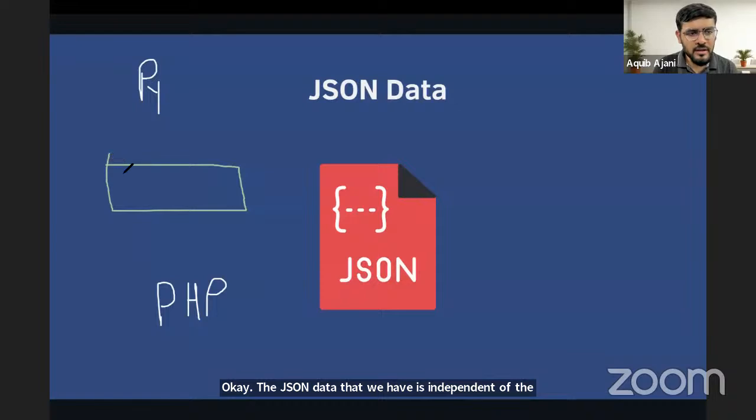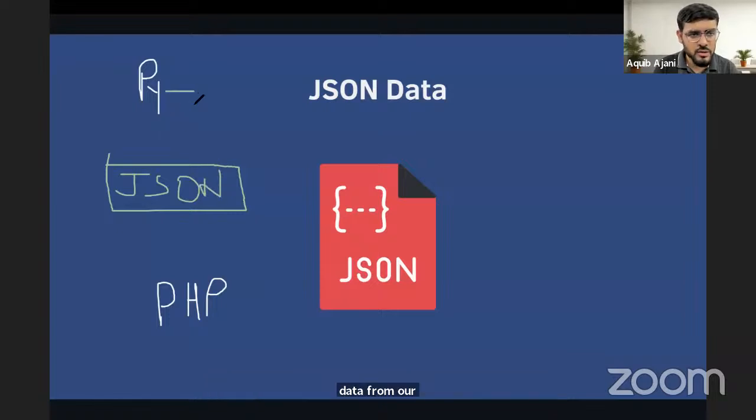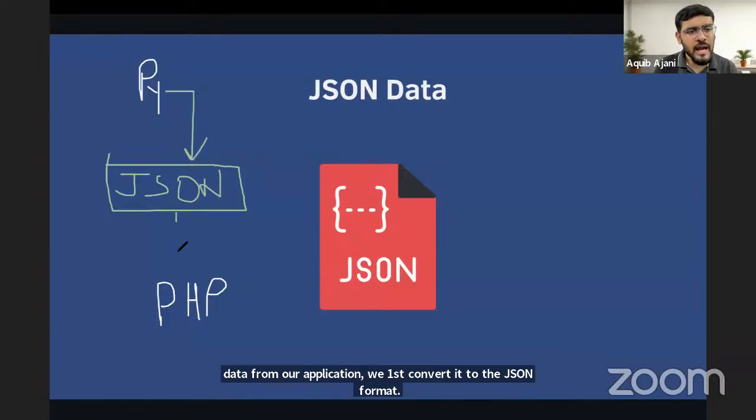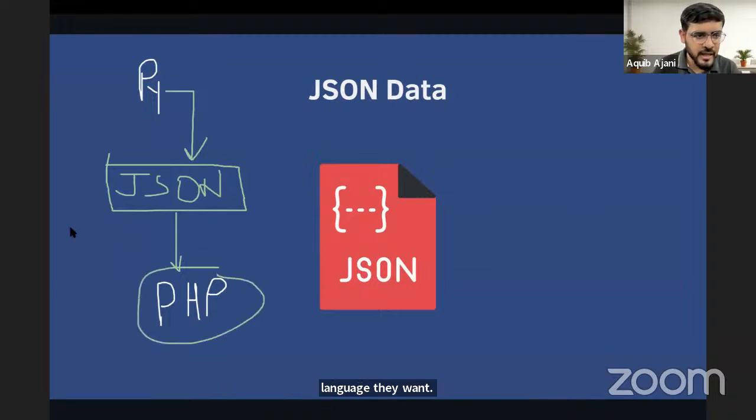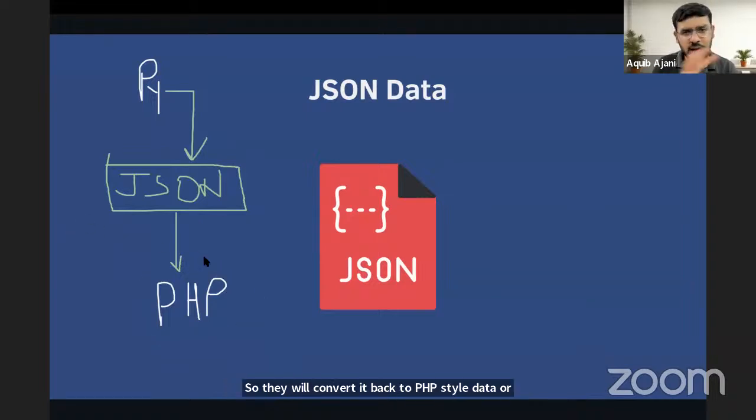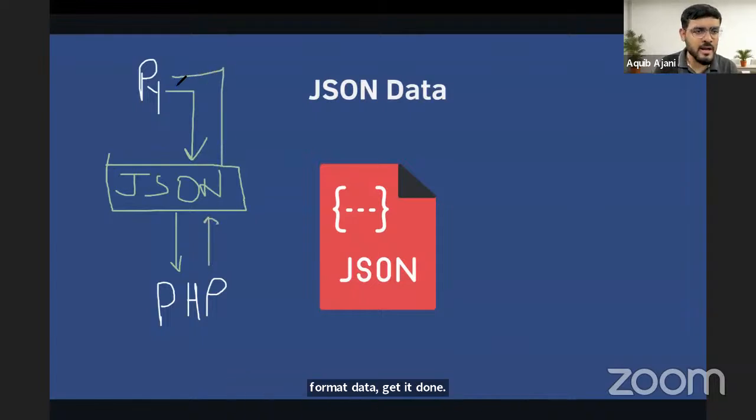So whenever we want to send some data from our application, we first convert it to the JSON format. So we convert it to JSON format, and that data is sent to Google. Then Google will convert it back to whichever language they want. So they will convert it back to PHP format data, get it done. And then again, they will convert it back to JSON and send it back to us. And then once we receive data, we can again convert that data into what Python can understand and process it that way.